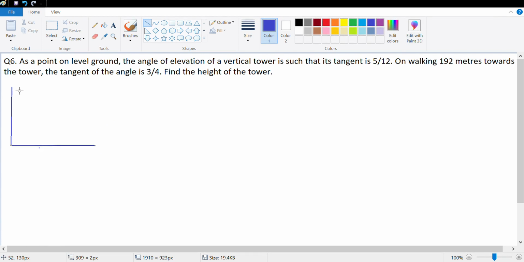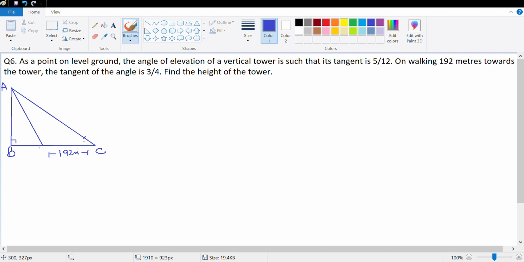120, okay, so then we are coming closer to the tower. So this is the original position. This is 90 degree. Let's call this point A. This is point B, and this is point C. Then we are coming closer to the tower, which means we are walking some distance. And this distance that we are walking is 192 meter. Perfect. Now the tangent is 3 by 4.